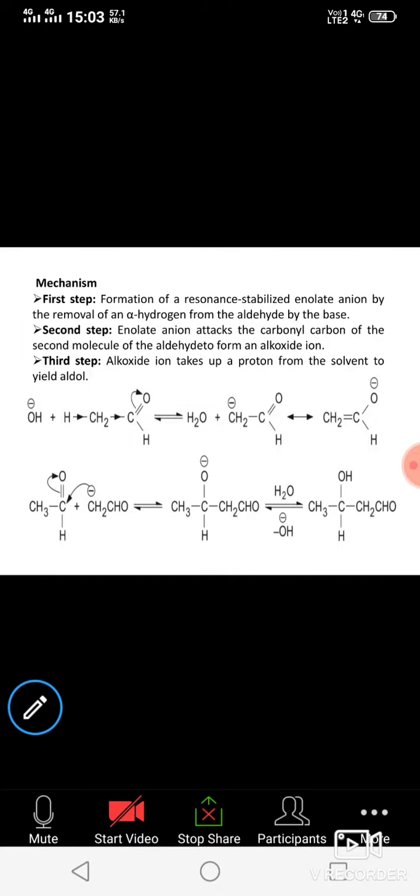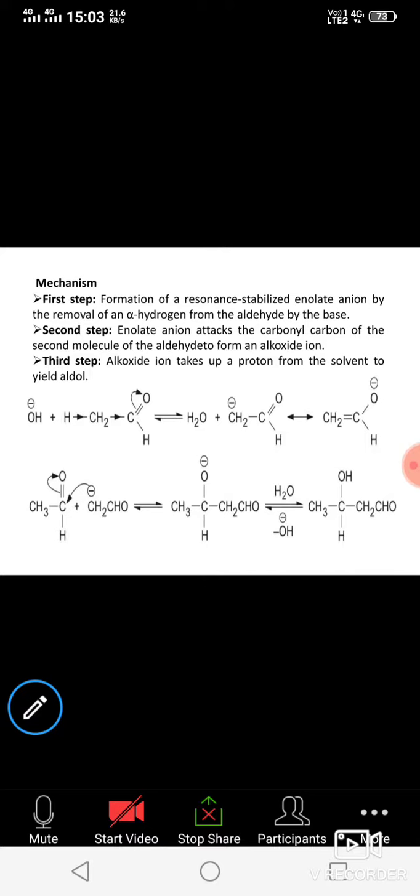Here is the mechanism for the aldol condensation reaction. It involves three steps. The first step is formation of the enolate ion. How will it form the enolate ion? It will donate the alpha proton to the base and form the enolate ion, which is a resonance stabilized form of the carbanion. You know that the oxygen anion and carbanion are resonating forms of each other.